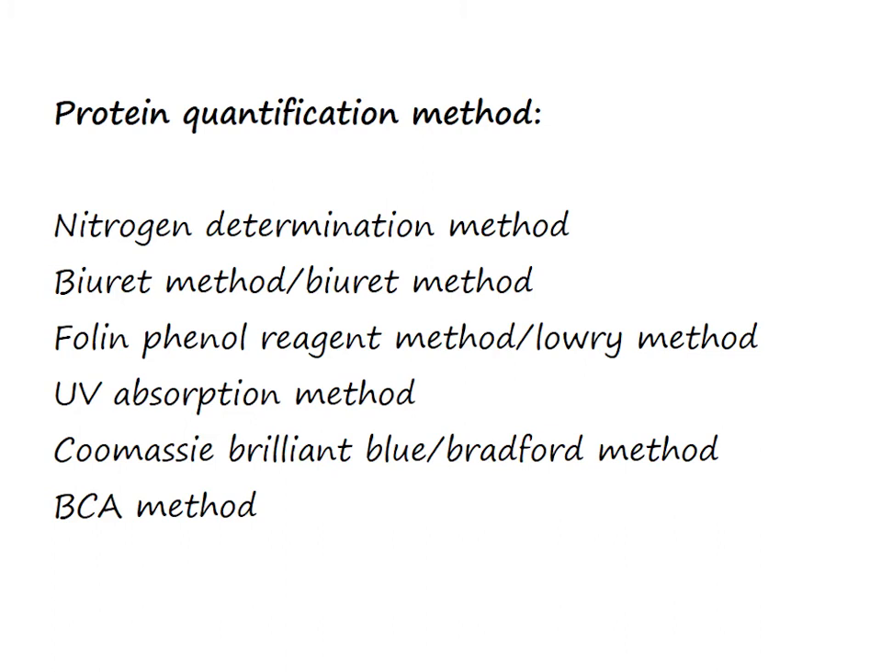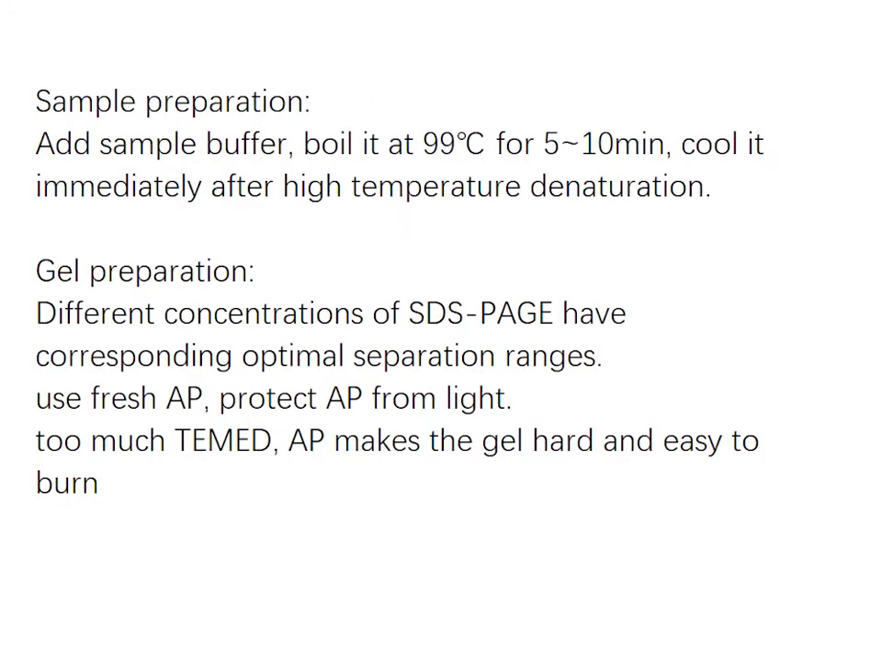Here are some protein quantification methods. In our lab, we often use the BCA method. We make a standard curve with the serially diluted standards and calculate the concentrations of the sample according to the curve. If the sample concentration is out of the curve range, the sample can be diluted appropriately. For sample preparation, add sample buffer to the protein extraction, boil it at 99 degrees Celsius for 10 minutes, cool it immediately after the high temperature denaturation.